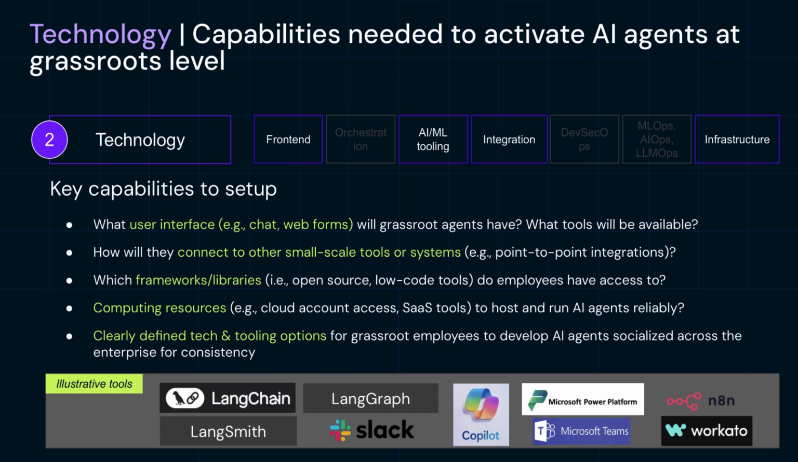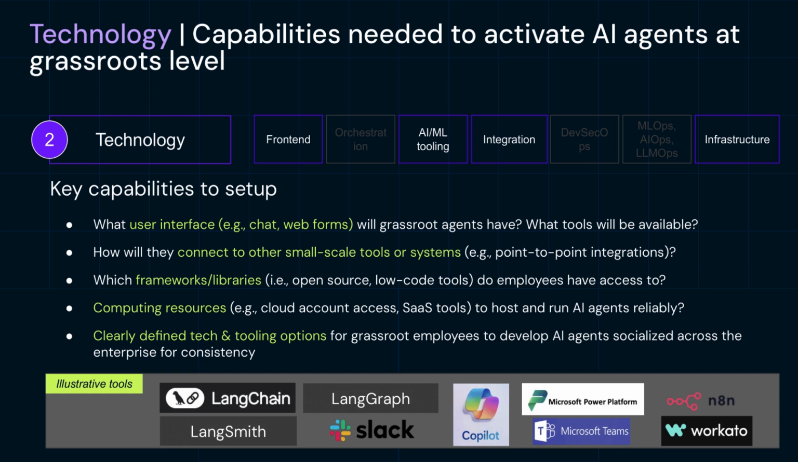Let's talk about the technology capabilities needed to activate AI agents at grassroots level. This is extremely important because having consistent tech and tooling, even if basic tooling, at an enterprise level, across various departments, across various business units, will be key to success as you normalize and as you roll up use cases from grassroots to department, from department to BU.